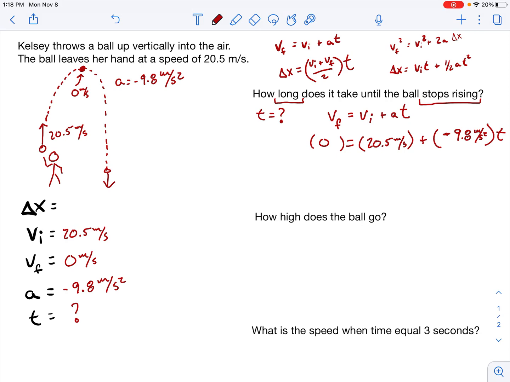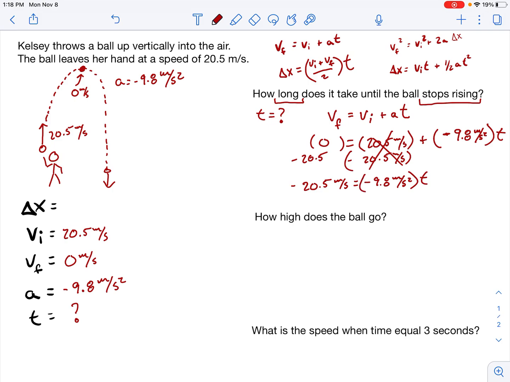Okay, and now all we need to do is just start rearranging this or solving for time. So the first step I would do in this case is I would subtract 20.5 from both sides. All right, and then I do that over here. If we simplify that down, this goes away. What we're left with then is negative 20.5 meters per second equals negative 9.8 meters per second squared multiplied by time.